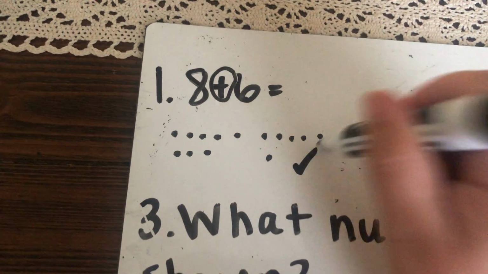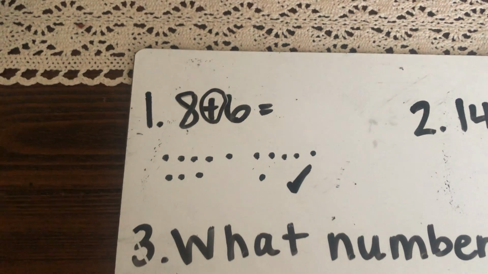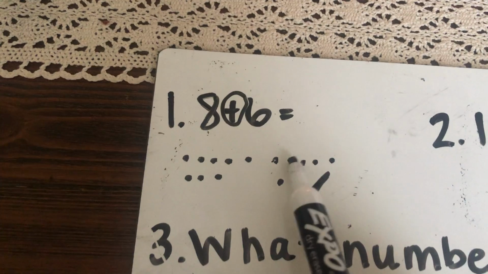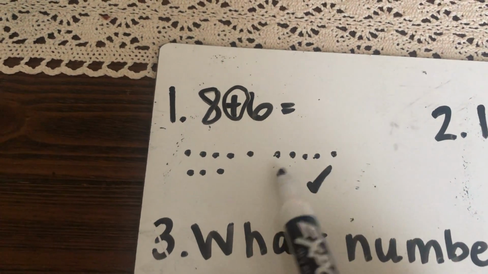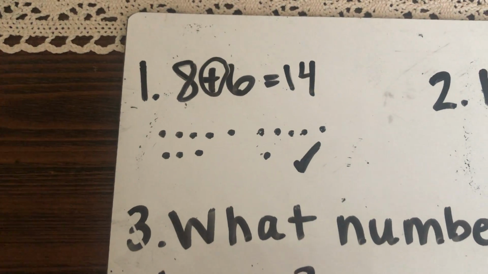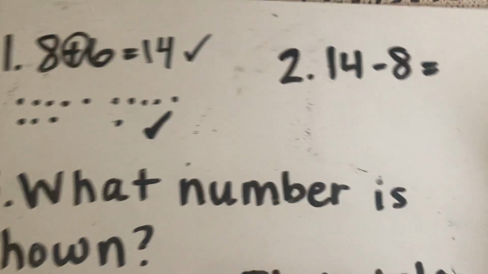Before you do that though, if you drew a picture and you practiced that strategy, go ahead and give yourself a check. We know that we have 8 on this side, so I'm just going to count on: 9, 10, 11, 12, 13, 14. So 8 plus 6 is 14. If you got 14 for your answer, give yourself a check. All right, let's move on to number 2.